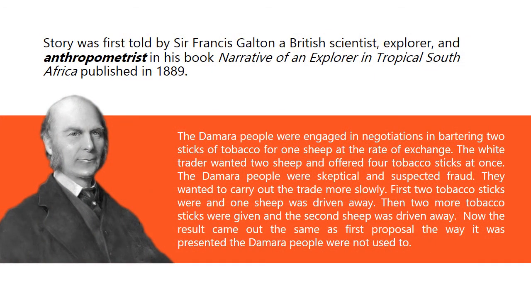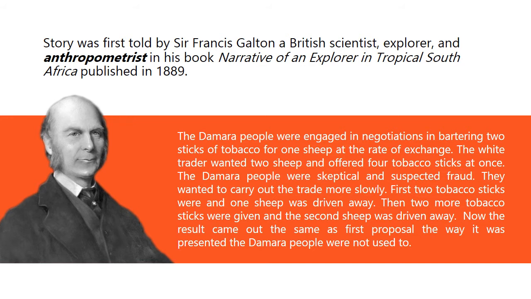Once upon a time, a British explorer by the name of Sir Francis Galton was engaged in a negotiation, bartering 2 sticks of tobacco for 1 sheep at the rate of exchange. The trader wanted 2 sheep and offered 4 tobacco sticks at once. The Damara people were skeptical and suspected fraud. They wanted to carry out the trade more slowly, so first 2 tobacco sticks were given and 1 sheep was driven away. Then 2 more tobacco sticks were given and the second sheep was driven away.